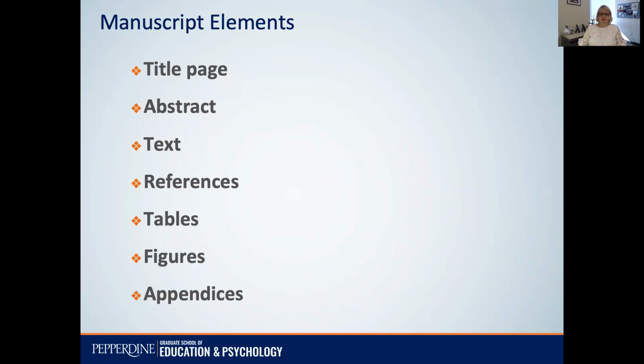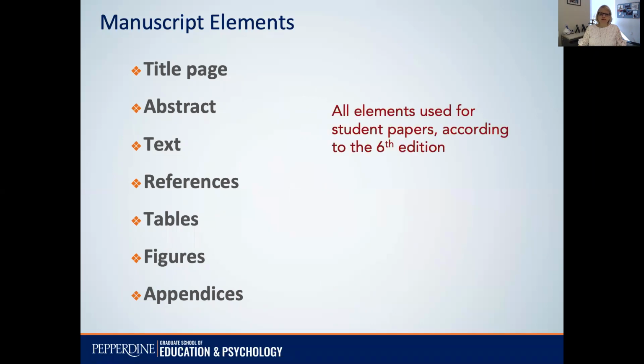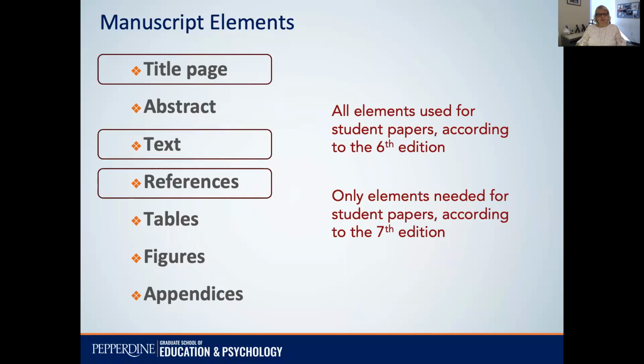So here are the basic manuscript elements for APA. In the 6th edition, all elements can be used for student papers. Generally, professors don't require all of them, like, for example, an abstract page. However, the nice thing about the 7th edition is that it does limit what student papers are required to have.